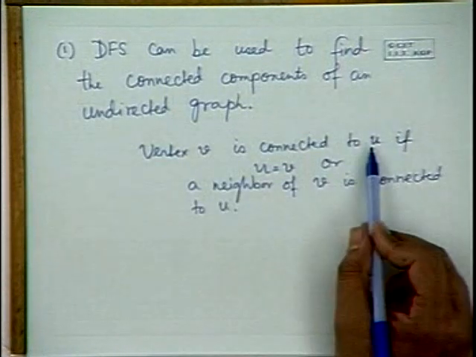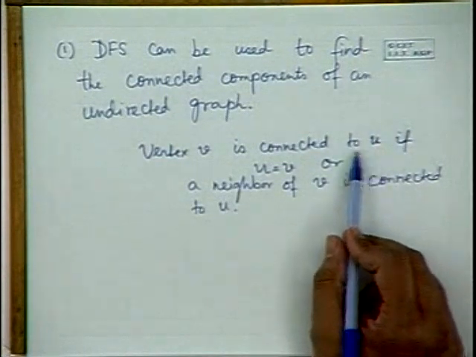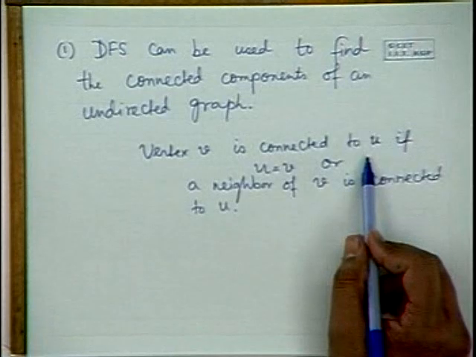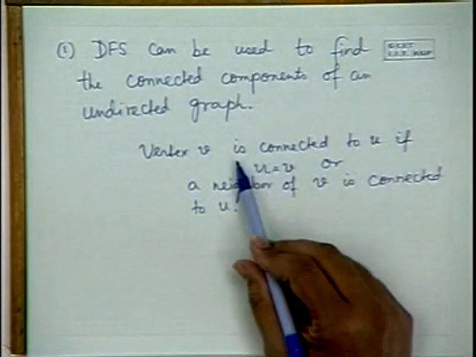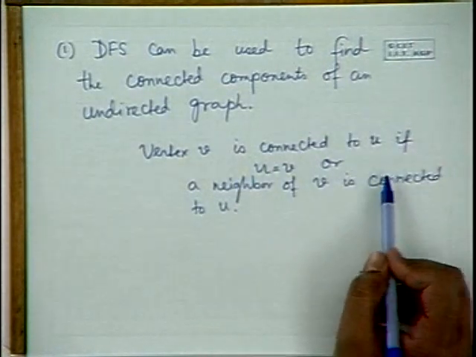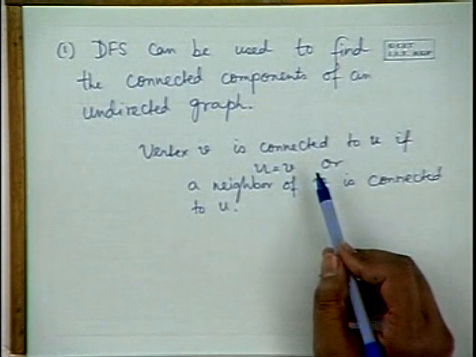So vertices V and U are connected if either V is equal to U or a neighbor of V is connected to U. Basically, this definition means that in the graph between the vertices V and U there is a path. Then you call V and U connected in the graph. So you can go from V to U using the edges of the graph. Only then do you call V and U connected.